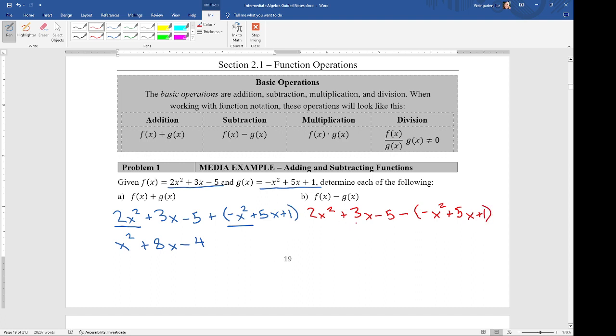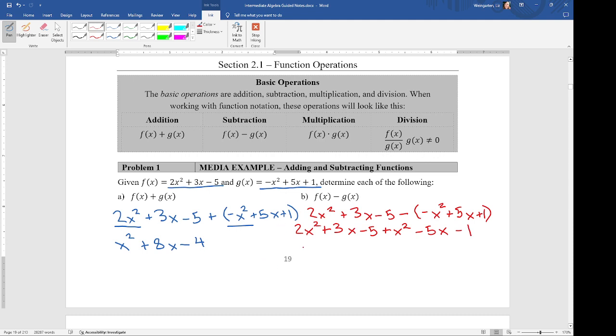Now, the extra step with subtracting is I'm going to have to distribute this negative to each item inside the parentheses. So the first portion of this statement remains the same. And then I'm going to distribute the negative. So minus x squared turns into a plus x squared. And we have a minus 5x and a minus 1.